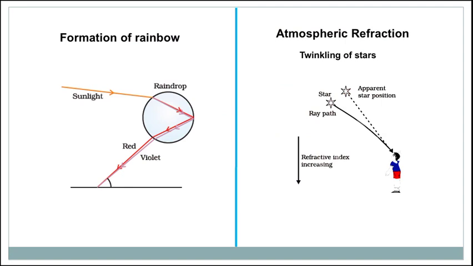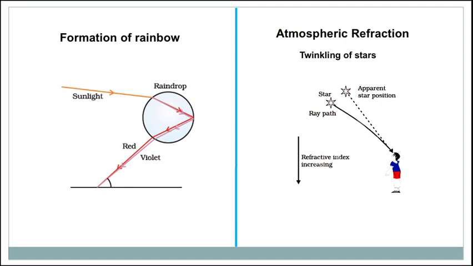This is a natural phenomenon in which the raindrop acts as a natural prism, whereas sunlight is the source. This is a rare phenomenon. Every time we cannot see it. It is only seen when all the conditions are fully satisfied. Moving to the next one.